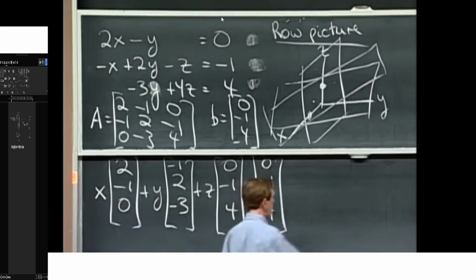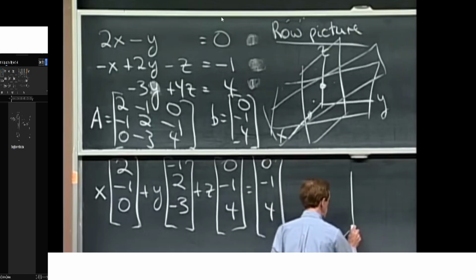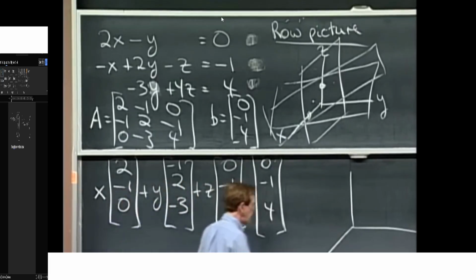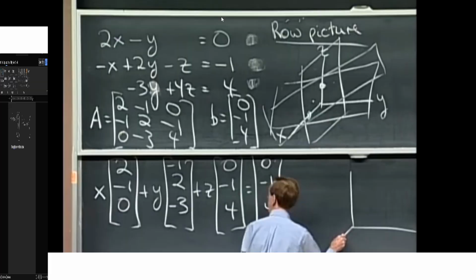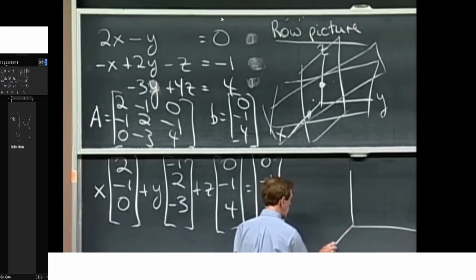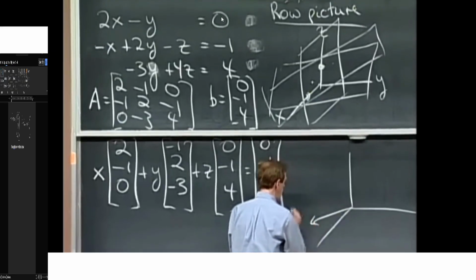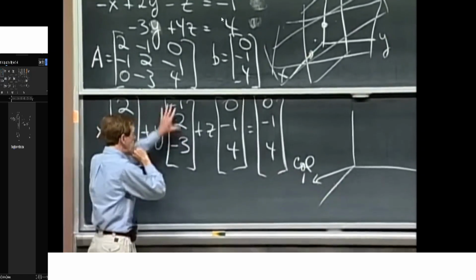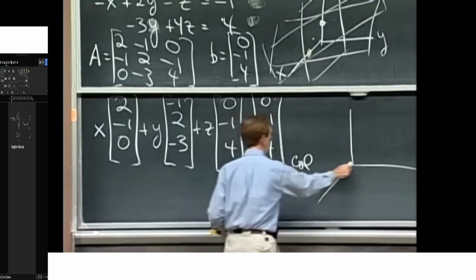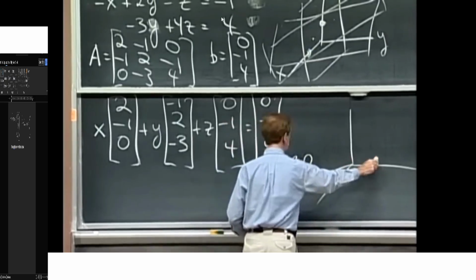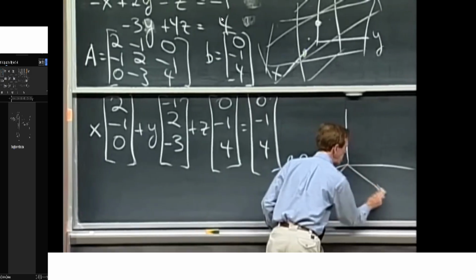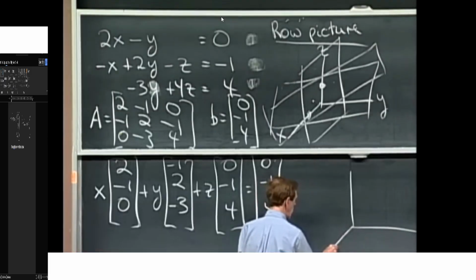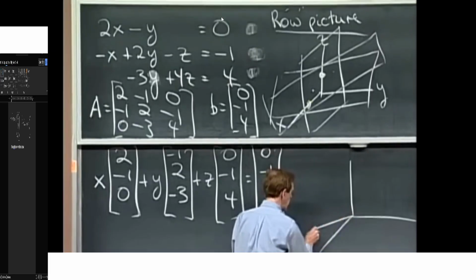Shall I try to draw the column picture then? Since these vectors have 3 components, so it's some multiple. Let me draw in the first column as before. So x is 2 and y is minus 1. Maybe there's the first column. The second column has maybe a minus 1 and a 2 in the y's and minus 3's somewhere there possibly. Column 2.